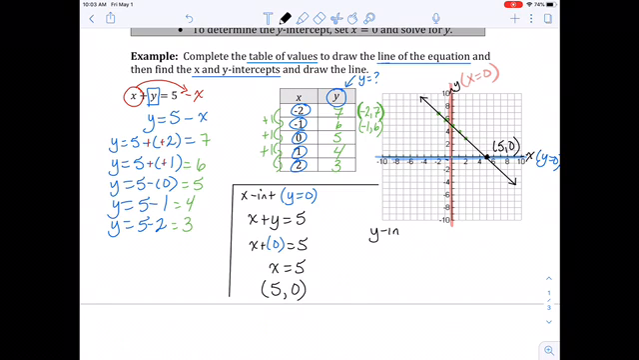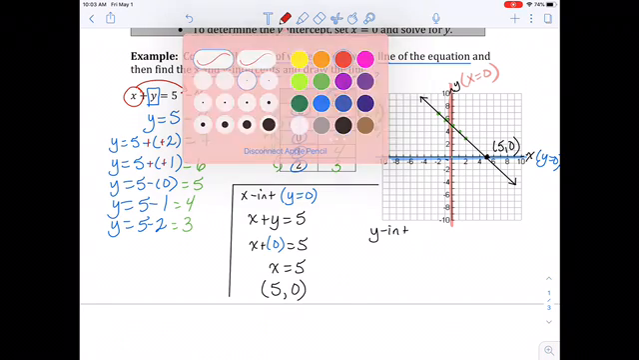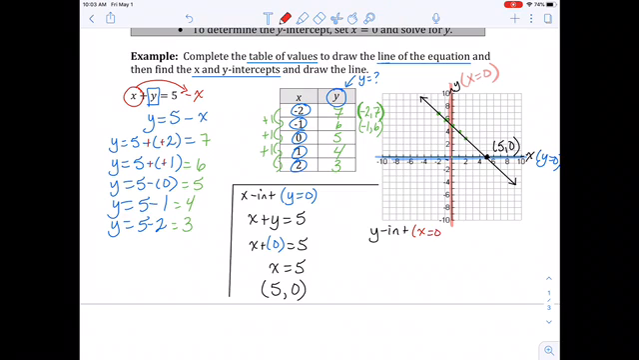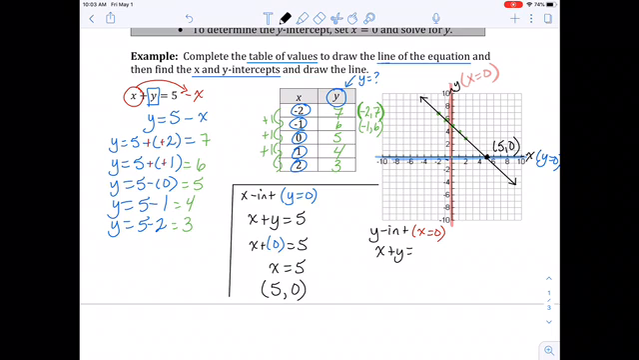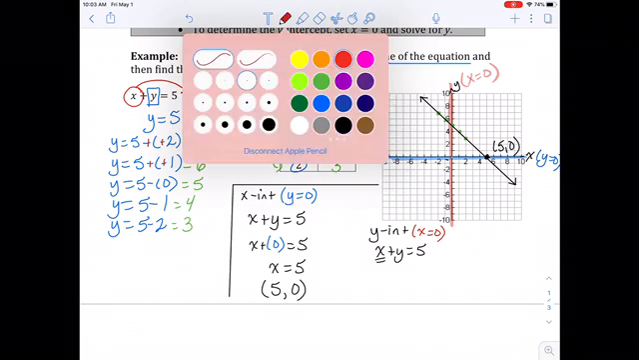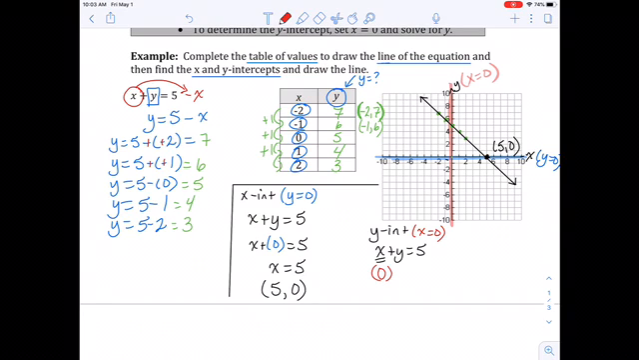If I want to find my y-intercept, again, I know that x equals 0. So I'm going to start with my equation, x plus y equals 5. And where I see x now, I'm going to substitute in a 0. So I've got 0 plus y equals 5. And 0 plus anything is, of course, that thing. So I've got y equals 5. So our coordinate, therefore, would be (0, 5). And there it is right there. And all I really needed was 2 points in order to draw that line.